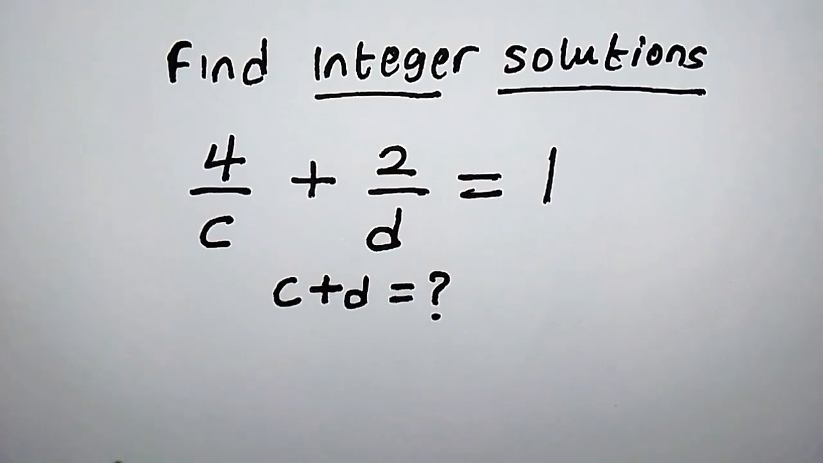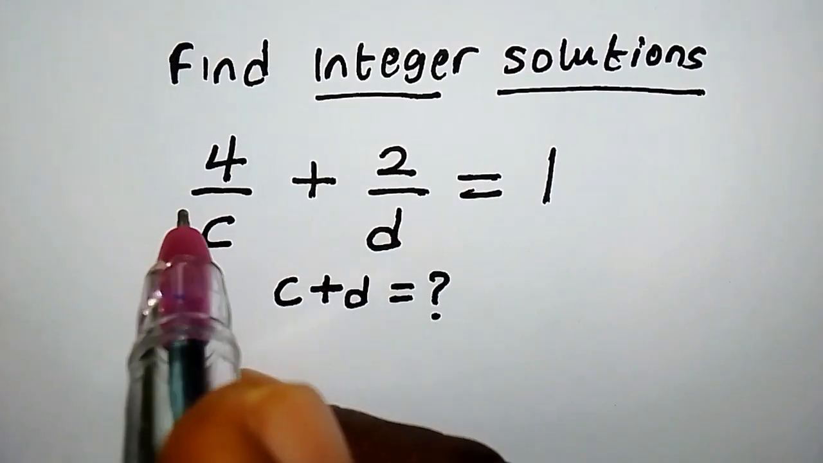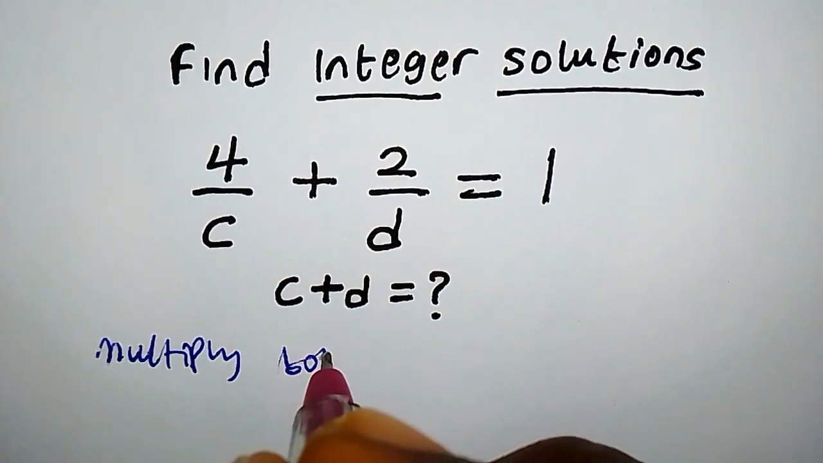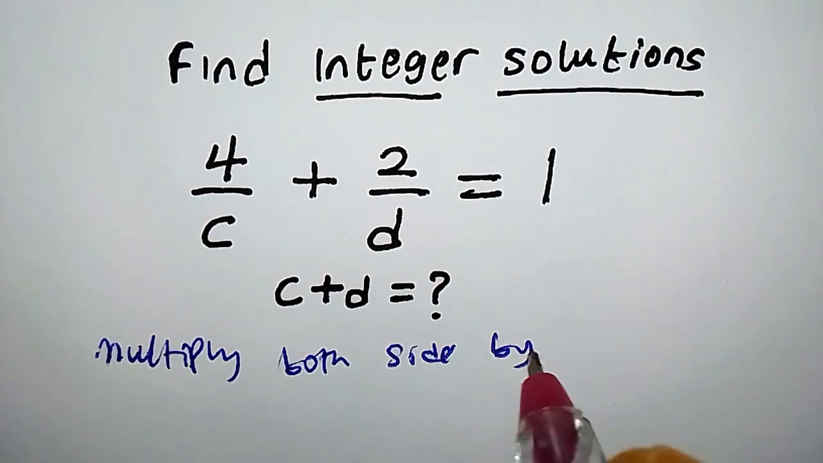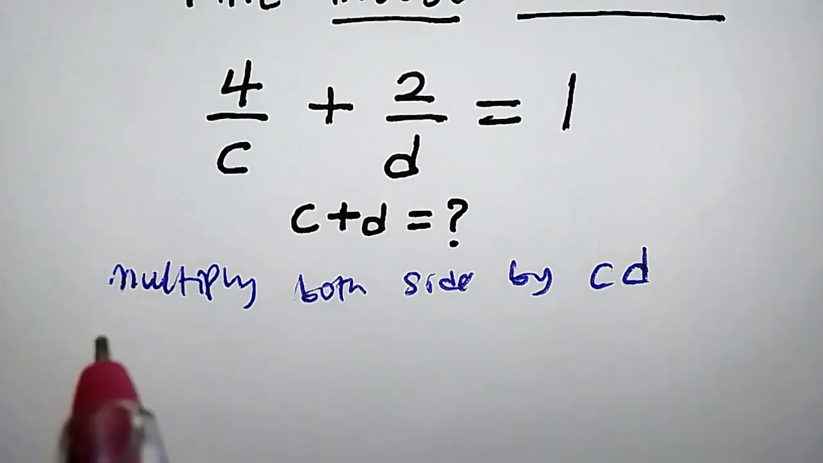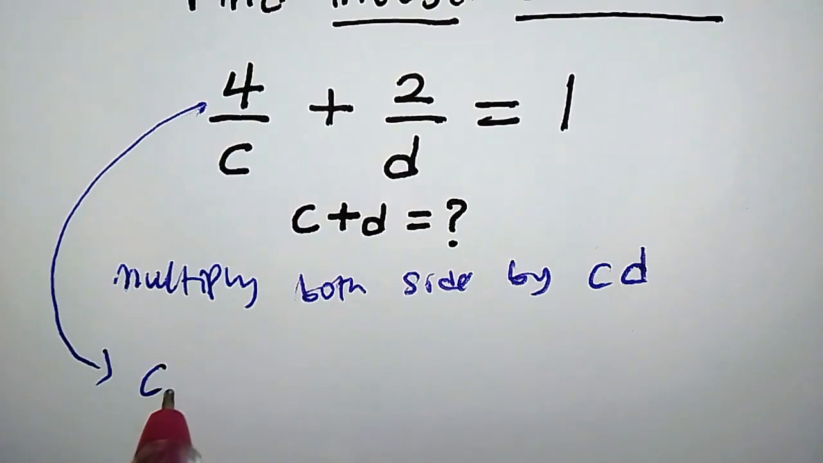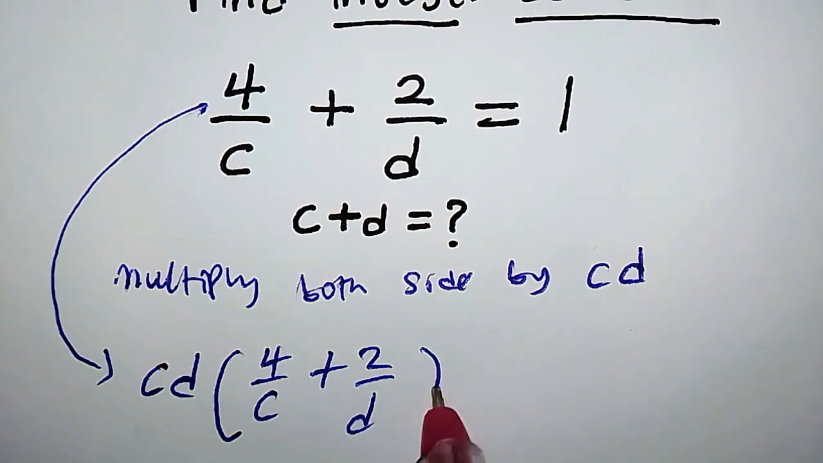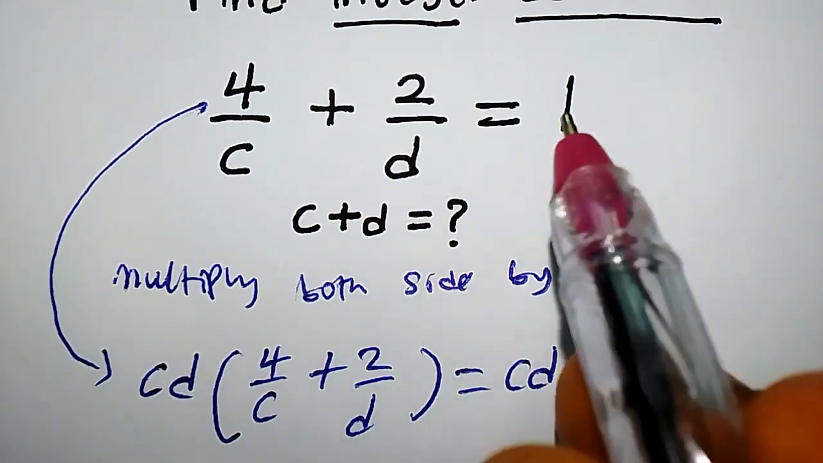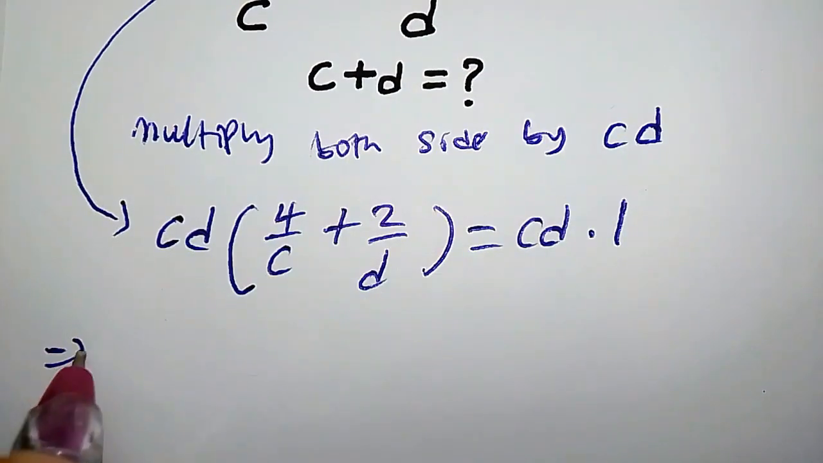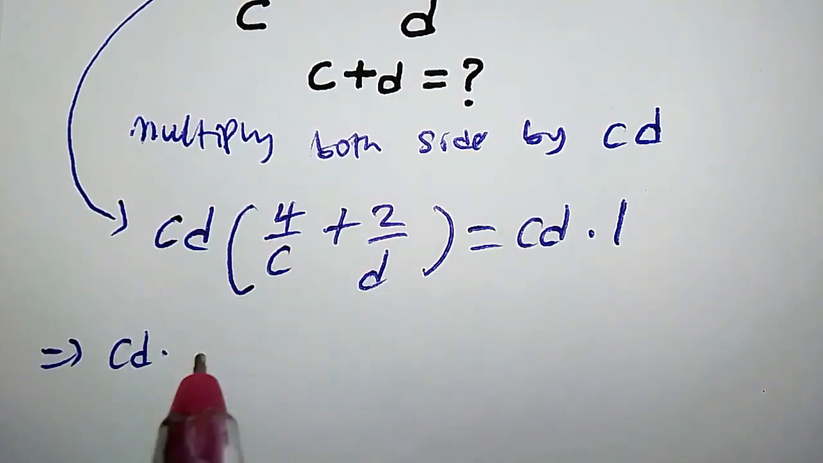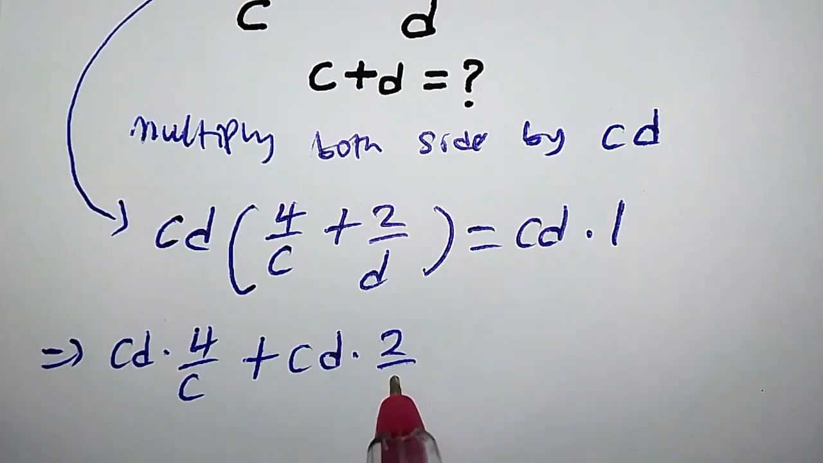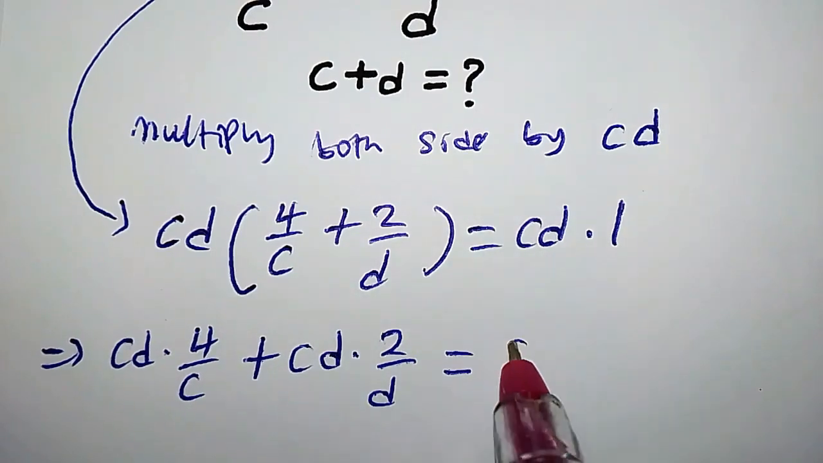So let's proceed. The first step we are going to take is to multiply both sides by CD. So from this line we have CD times 4 divided by C plus 2 divided by D equal to CD times 1. This means that CD times 4 divided by C plus CD times 2 divided by D is equal to CD times 1, that is simply CD.